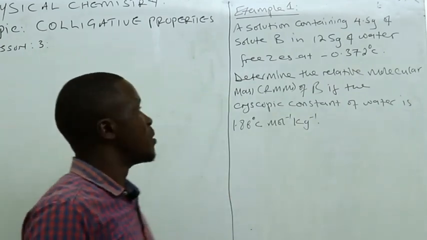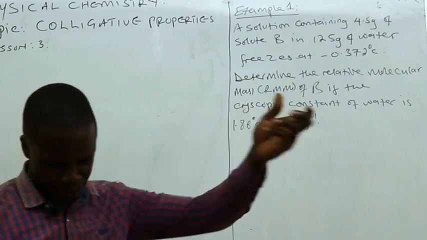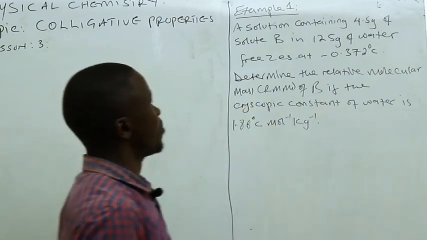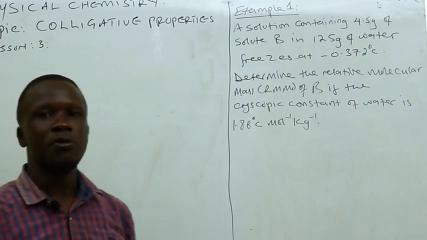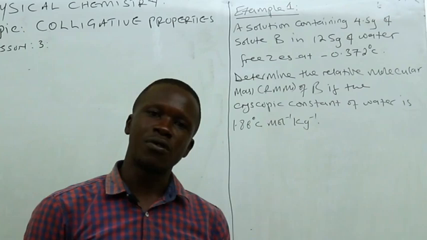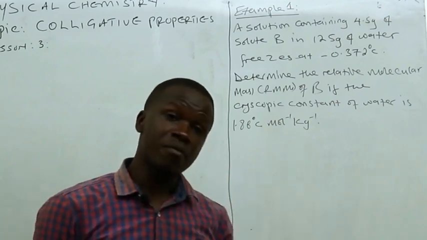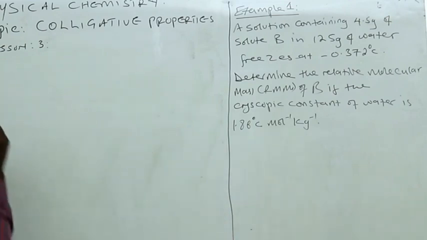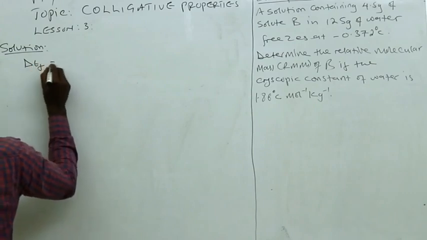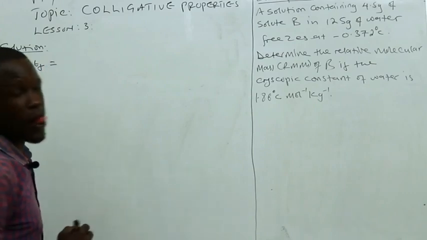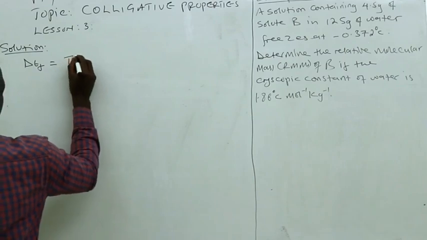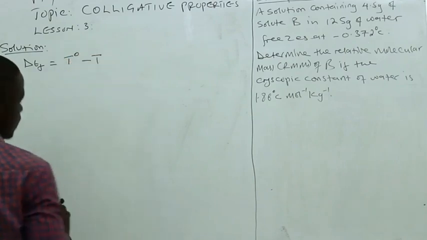using first principles. Now, the first thing that we need to do is to find out, do we have dT in that equation? Do we have the depression in freezing point? Remember, depression in freezing point, so I'm writing here solution. You say dTf, depression in freezing point, should be the freezing point of the solvent minus freezing point of the solution.